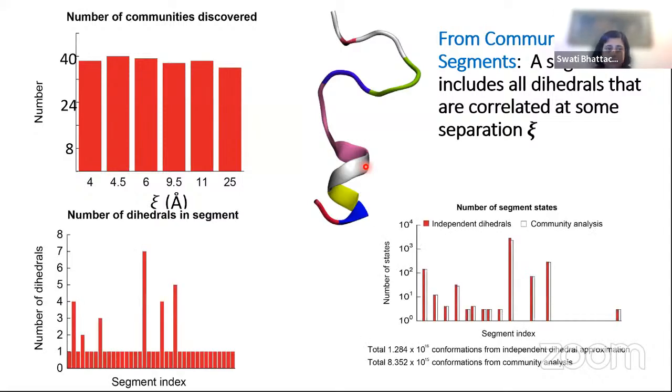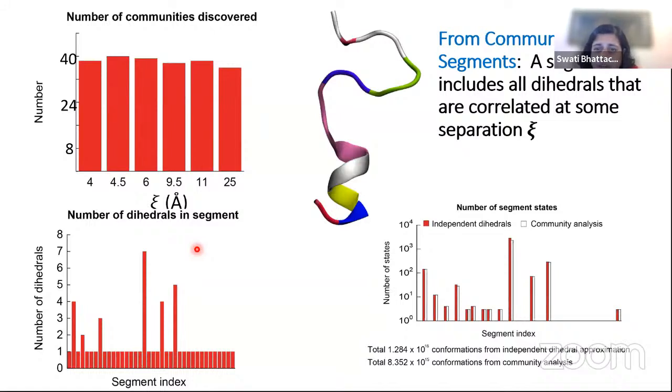So first of all, what is the size of these segments? It turns out that these segments are quite small in our example. Many of them are just one-member segments. Some of them have 2 or 3, but the largest one has only 7 members. That is, there are only 7 dihedrals within a segment.